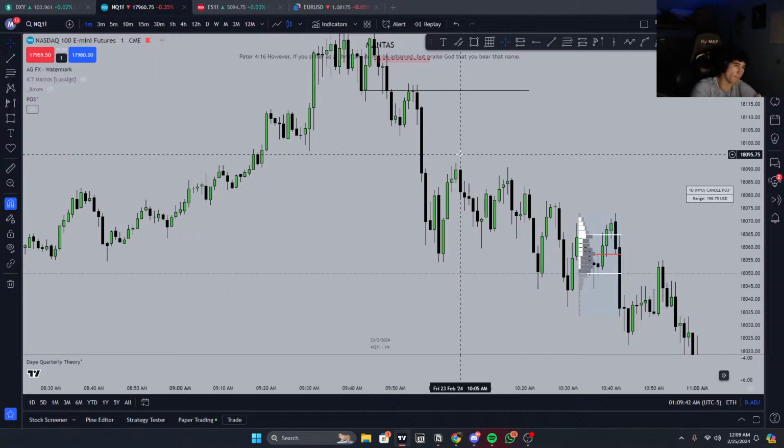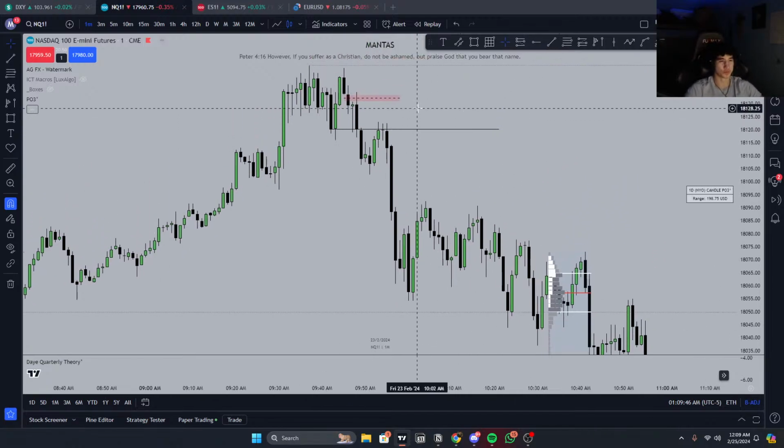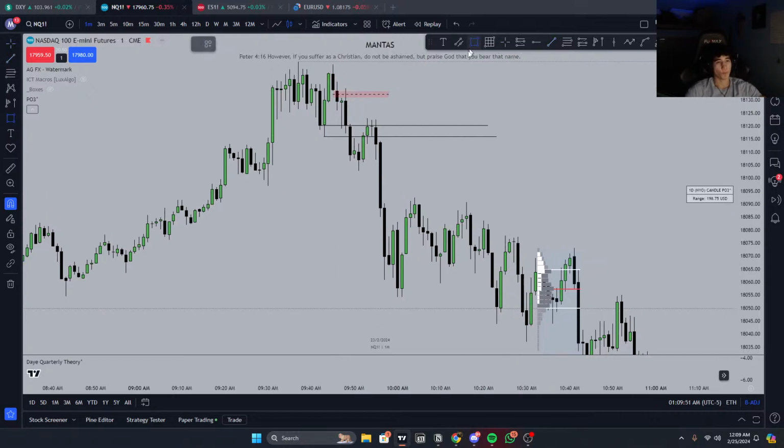Was that a breaker right there? The order block? Mitigation block, but we're going to call it an order block. Oh, no. You don't see a breaker? This is a breaker, but we never tap back into it.